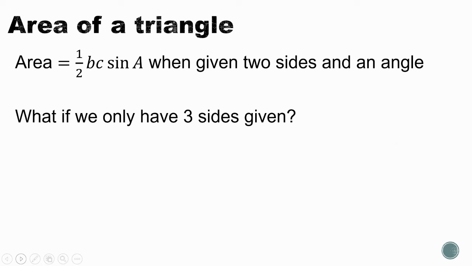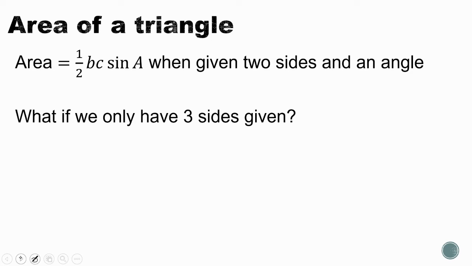When we had two sides and an angle that was given, we took half the product of the two sides times the sine of that angle. So remember, that was the situation when it was side angle side. The angle was included in the two sides. However, that's not always going to be the situation for finding area. Sometimes you might not have that combination. What if we only have three sides given?